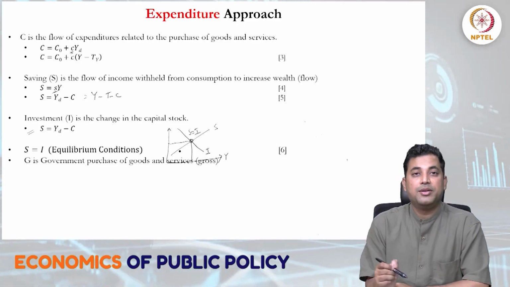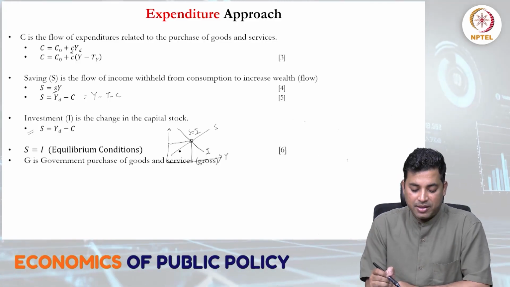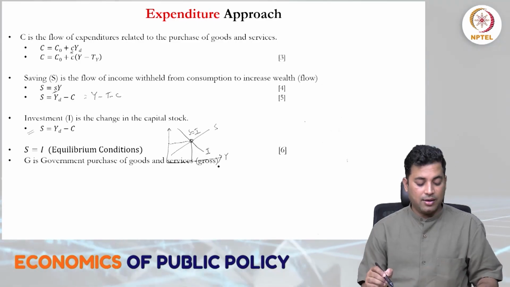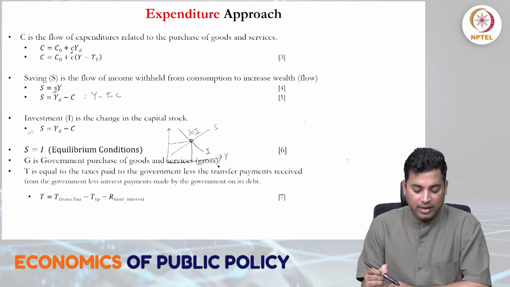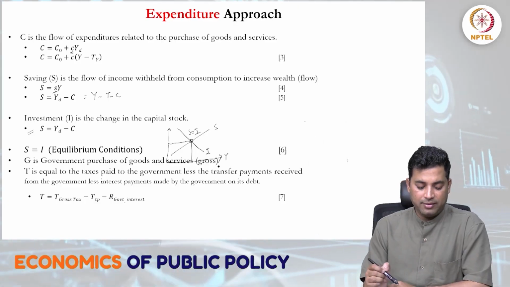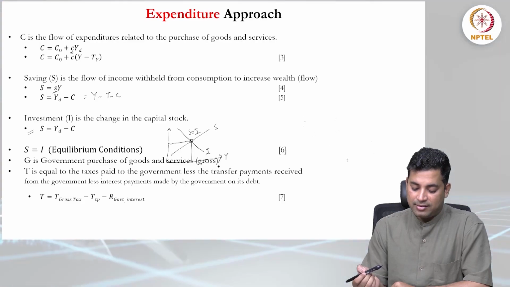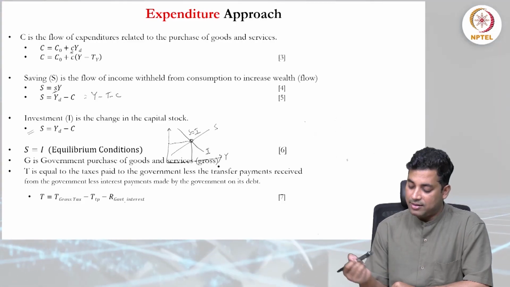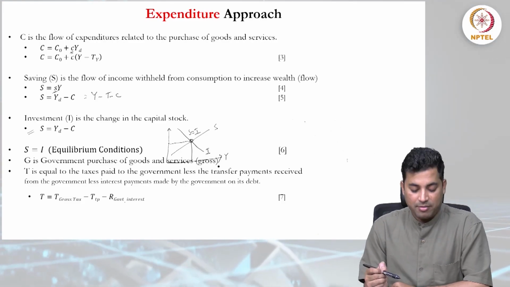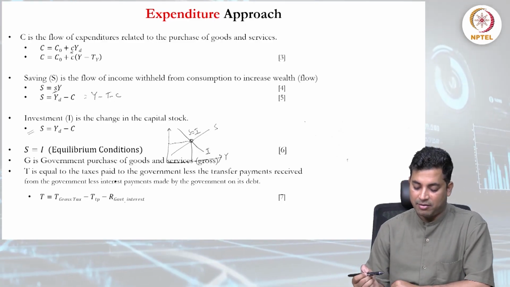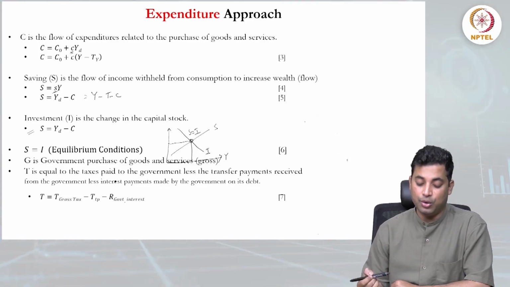Now G stands for government purchase of goods and services, and that is gross. And then T, which is very important, is equal to the taxes paid to the government less the transfer payments received from the government less interest payments made by the government on its debt or loan.